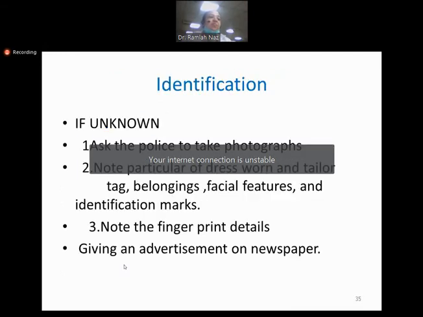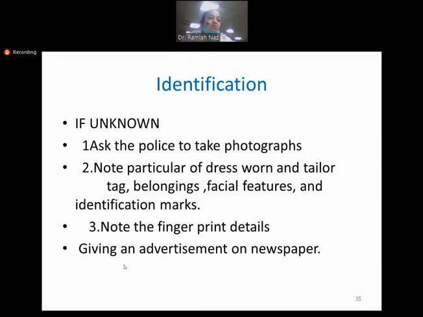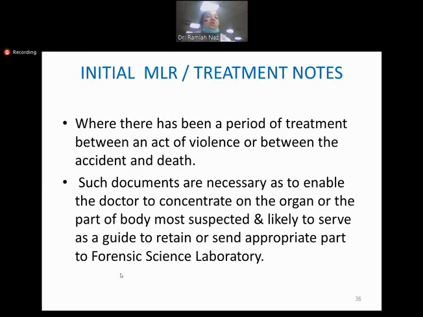Okay. Then if the body is unknown to you, what you have to do is first ask the police to take a photograph, note the particulars of the dress worn, their belongings, facial features, and assess the age by checking the dental assessment. You can rule out the age of that particular person, and look for any identification mark. Note the fingerprinting details, and give an advertisement in the paper.